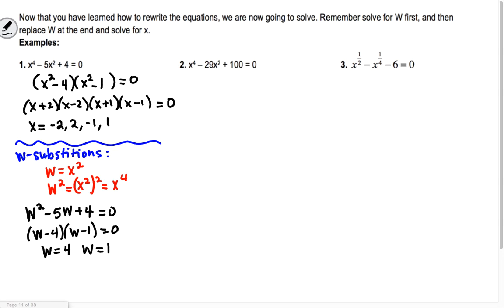But in my original problem, I didn't have W. I had x, so I want answers for x. Once you've done the substitution step, and after you factor, we now resubstitute. So what can I replace W with? X squared. That's what it's equal to. W was x squared, so I have x squared equals 4, and x squared equals 1. That's what we're replacing. So we're resubstituting.